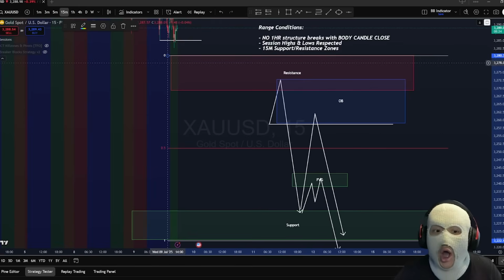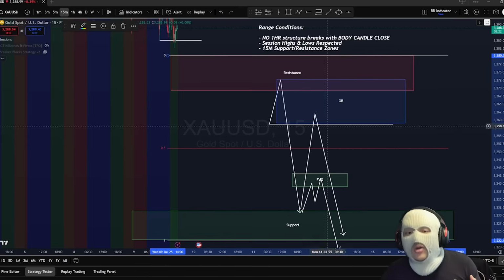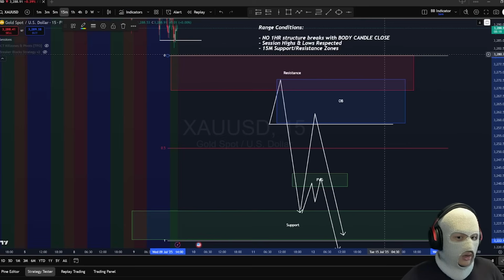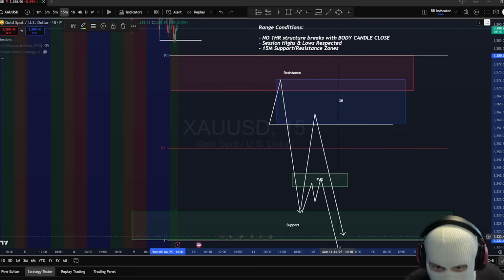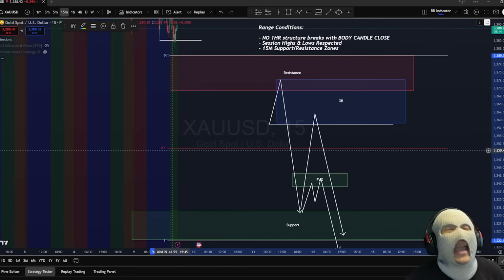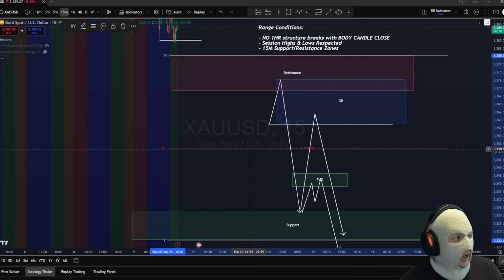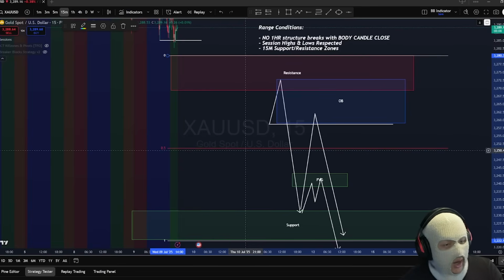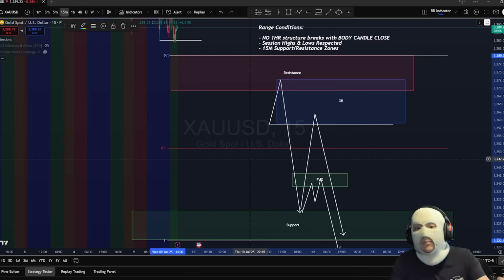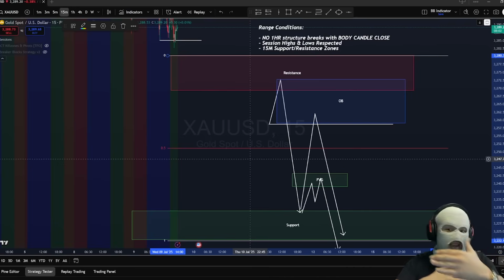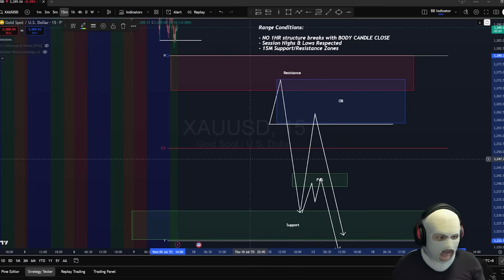Okay, so anything above the 0.5 level in the range is the premium zone. Anything below is going to be a discount zone. Cheaper to buy, right? And this is the perfect time because we are looking to play within the range. Is that clear?